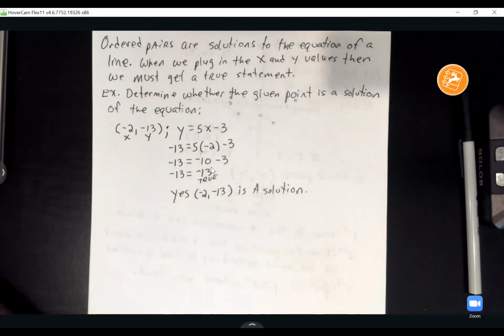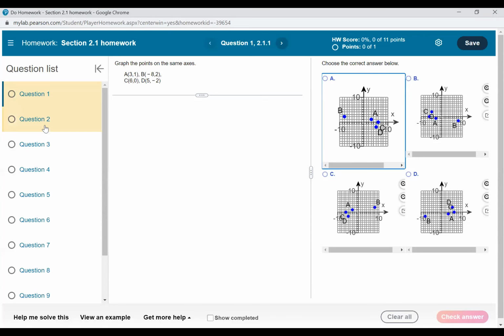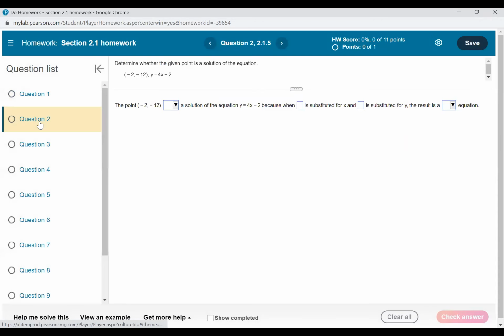All right, so watch how MATLAB does this question. So they make you answer more parts on it. So let's see, that was what would be y'all's question 2. So let's see if this one's a solution. So we got a -2, -12 for our point. The equation is y equals 4x minus 2. So we'll work that, then we're going to come in and answer this, okay?